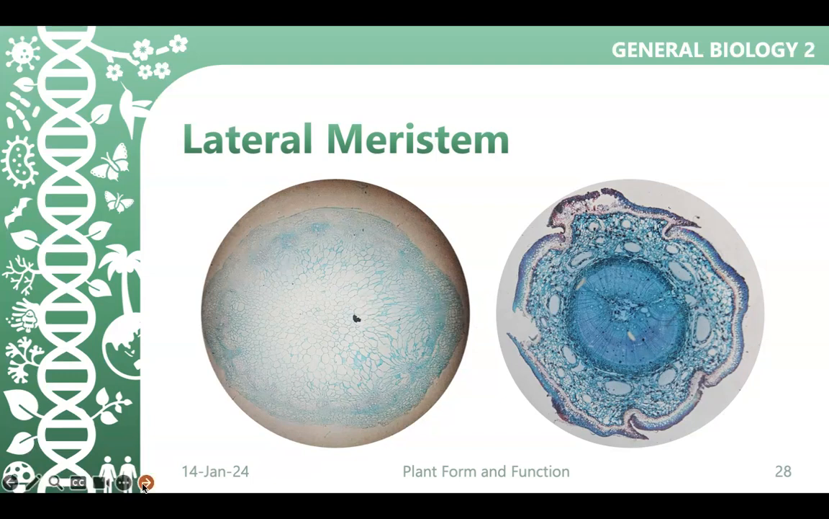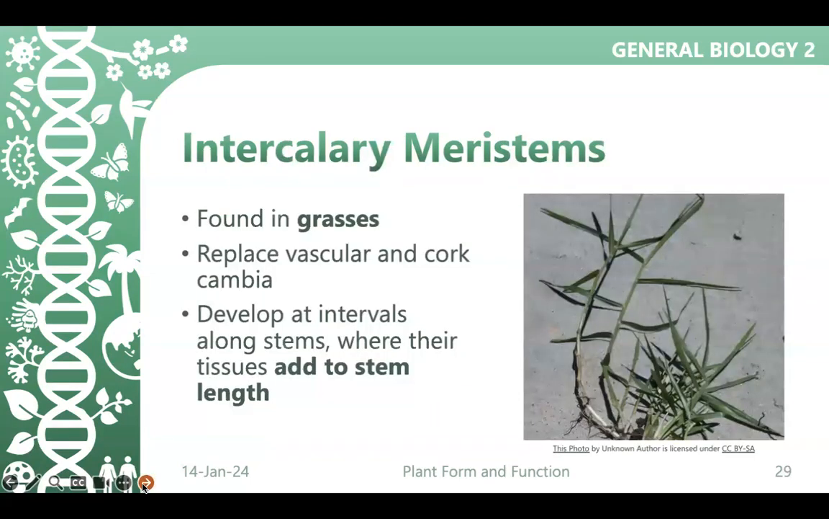Okay? Ayan. So, meron tayong isa pang meristem na kung tawagan ay intercalary meristem. These are found in grasses, okay? Sa family Poaceae, kasama ng mga grasses sa mga bamboo. I have a separate video to depict kung nasaan makikita ang mga intercalary meristems. So, they replace the vascular and cork cambium. And they develop at intervals along the stems where their tissues add to the stem length. Okay? Kagaya siya ng apical meristem na pinapahaba lalo yung halaman.